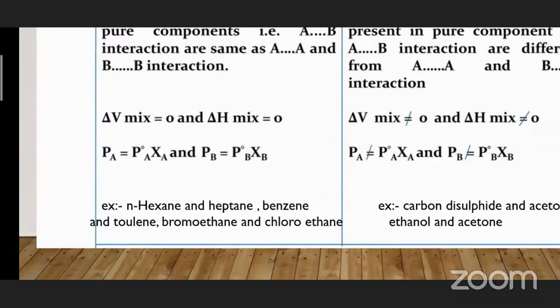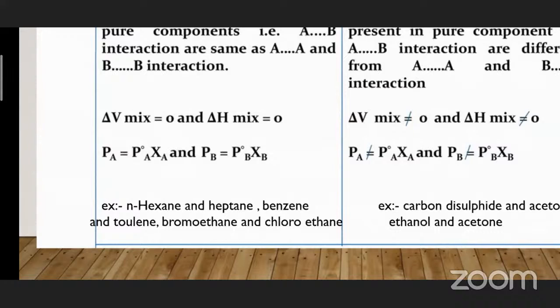Examples are n-hexane, which means normal hexane, and heptane. Whenever we mix n-hexane and heptane, it behaves as an ideal solution. That means it obeys Raoult's law. Another type of solution which obeys Raoult's law is benzene and toluene. Another example is bromoethane and chloroethane. These are the solutions which obey Raoult's law, and because they obey Raoult's law, we call them ideal solutions.